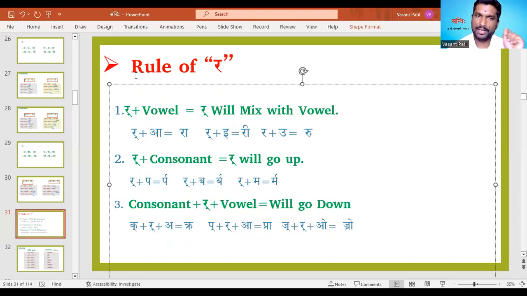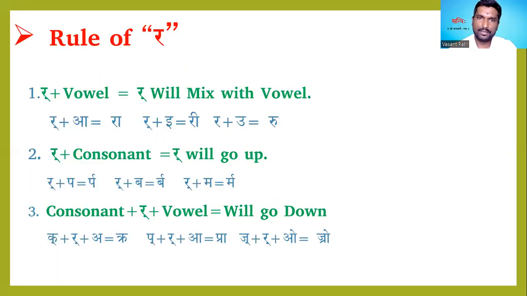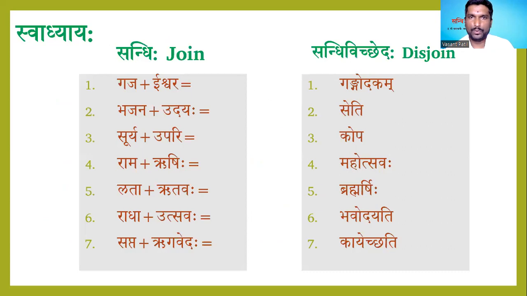If a consonant is behind, ra is in between, and any vowel follows, then ra will come down. So very simple. Ra will go up when it follows a consonant. Ra will mix when it follows a vowel. But if ra is in between, consonant behind, vowel following, then it will go down. A few examples of sandhi joining and disjoining are also given.